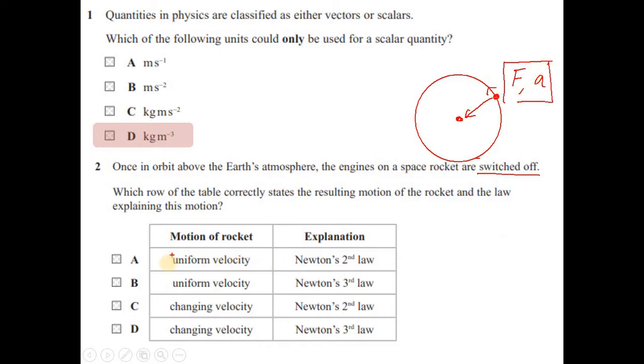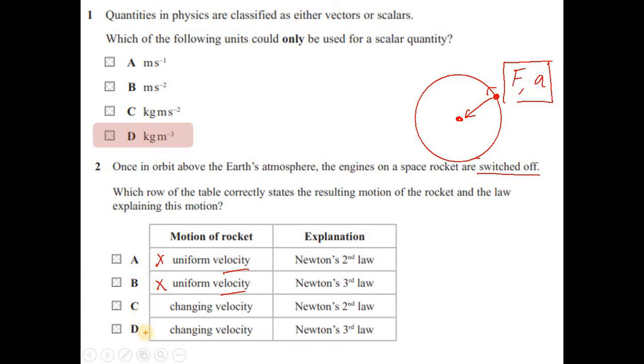So you cannot have option A and B. The reason is the rocket is not moving with uniform velocity. Remember, speed is uniform, but velocity is not uniform. Speed means its magnitude is not changing, but velocity is changing due to direction. So velocity cannot be uniform. So option A and B are gone.